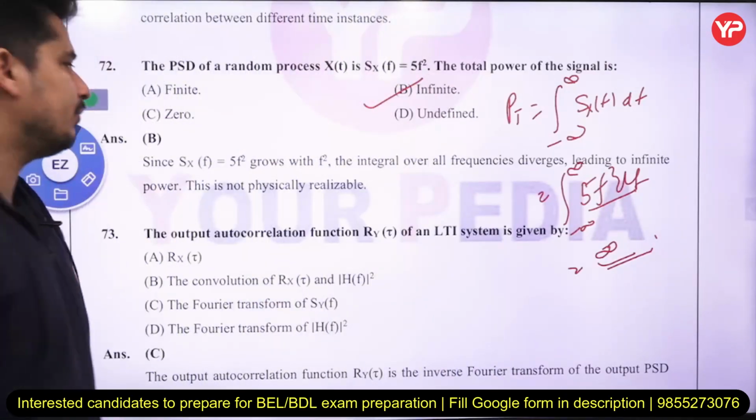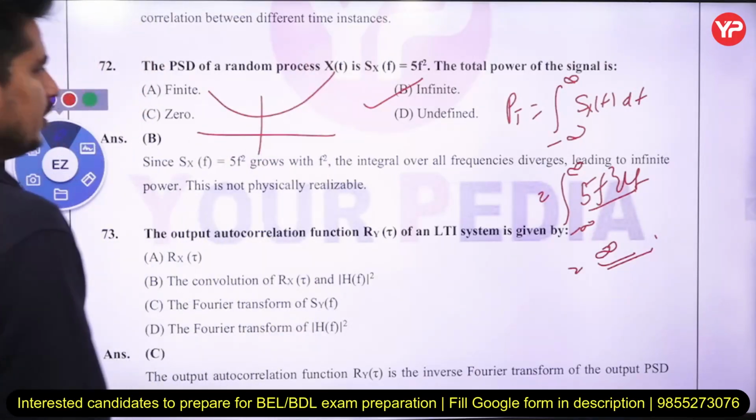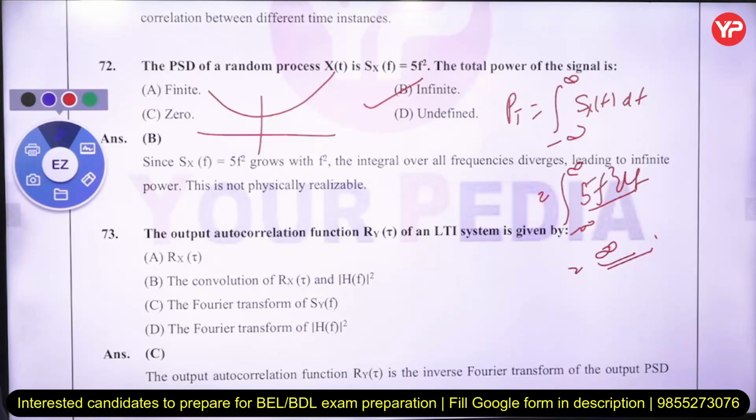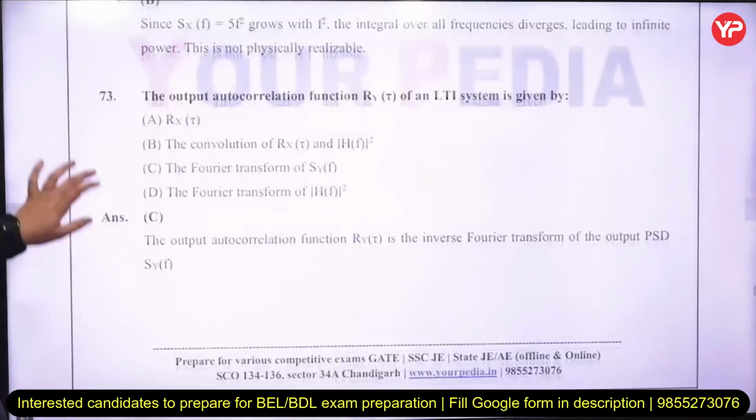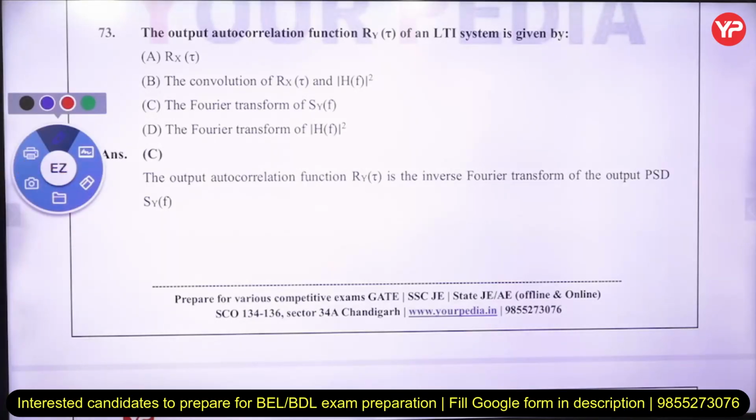If you draw this S(f), that will be a diverging function, right? An unbounded function, and you are finding its energy or power or area under that curve, that is going to be infinite.